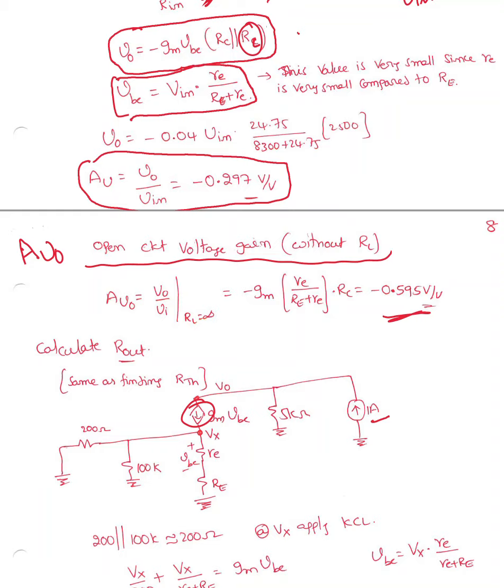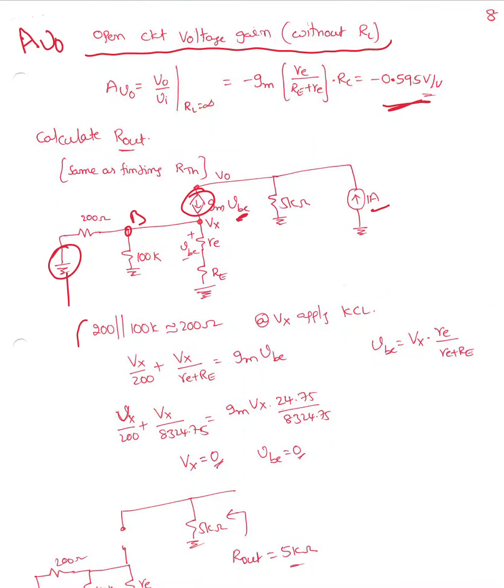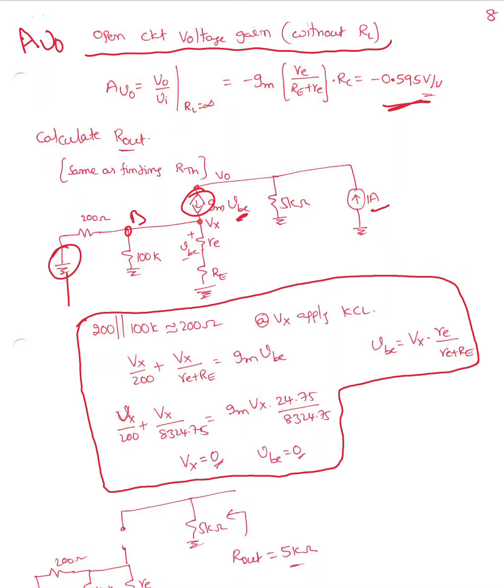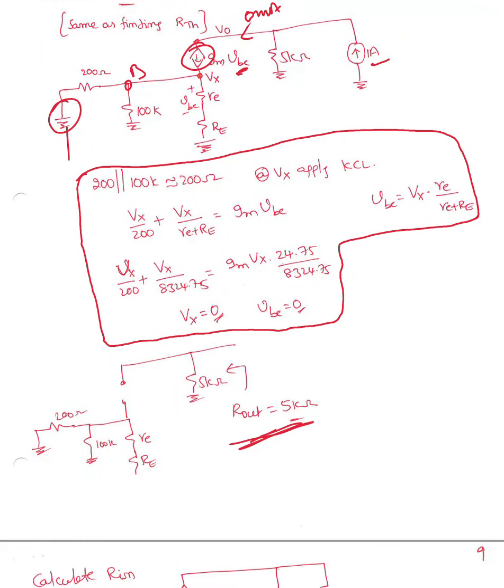Now we have VBE. I need to find what VBE is. We'll have VBE only if I have a source connected right there, I mean, a source connected to the base. In this case, I do not have any source, so my VBE is going to be 0. If you look at these calculations, I think I proved it. So my VBE equals 0, that means there is no current passing through this circuit, 0 milliampere. So my output resistance is going to be just 5 kilo ohm.